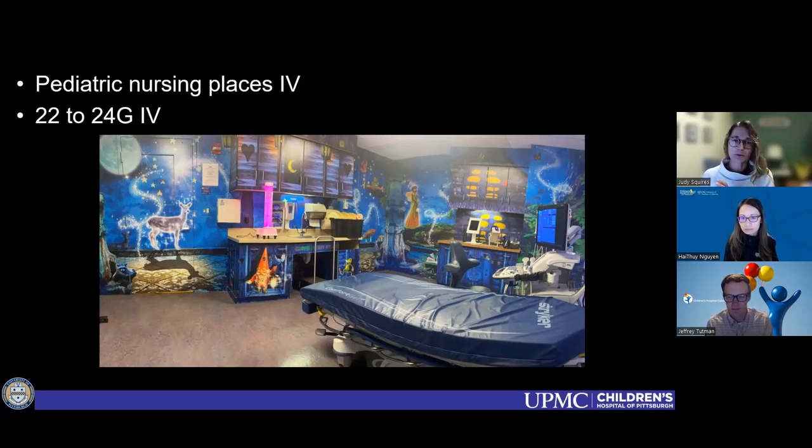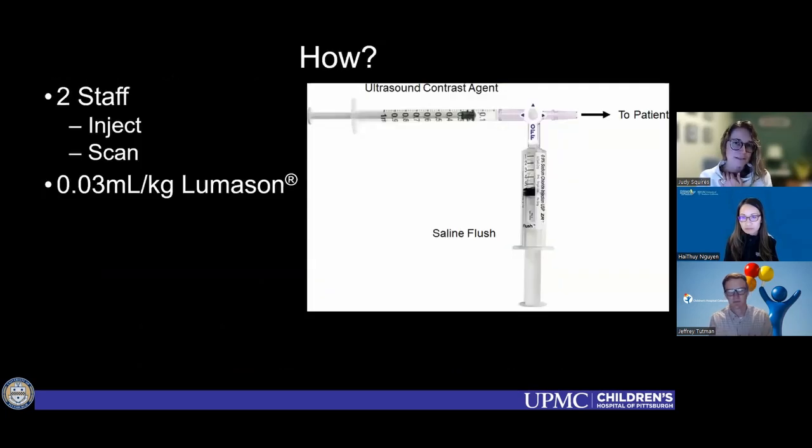At our institution, we will use any sort of IV access that they can get. So we don't have any size constraints, and I'll talk a little more about that on a couple of slides. We do still need 2 staff to do these studies. One person scans, and one person injects the contrast. The dose that we use is 0.03 milliliters per kilogram, because we always have a weight, so we just give the weight-based dose.